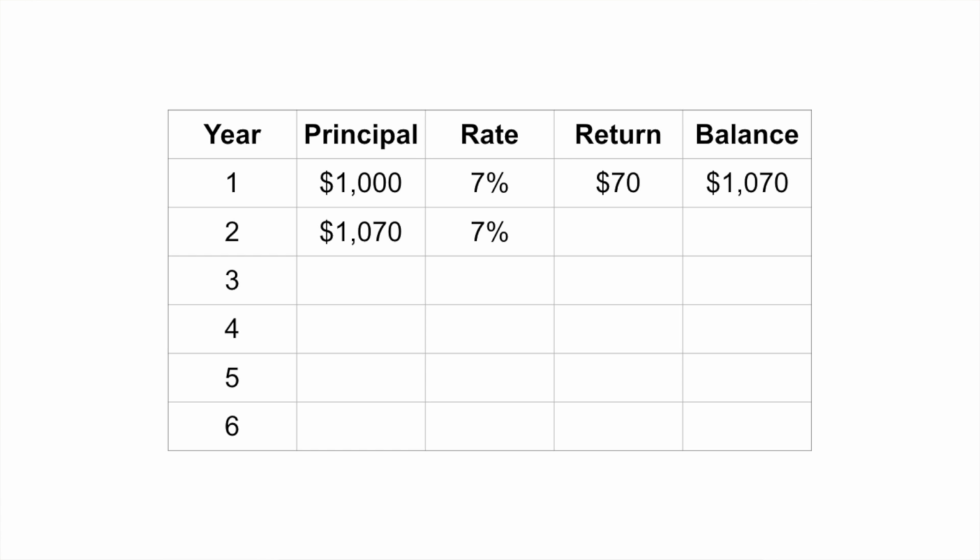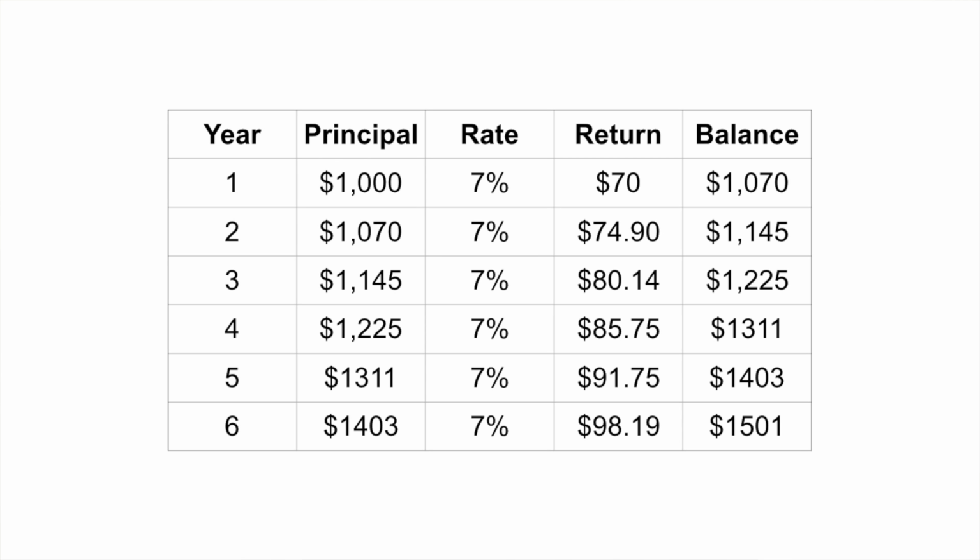In the second year, your 7% interest is calculated on your entire new balance of $1,070, not just the original $1,000, which in this case would produce an interest payment of $74.90 for the second year, which is then added onto the principal when calculating your interest for the third year, and so on.